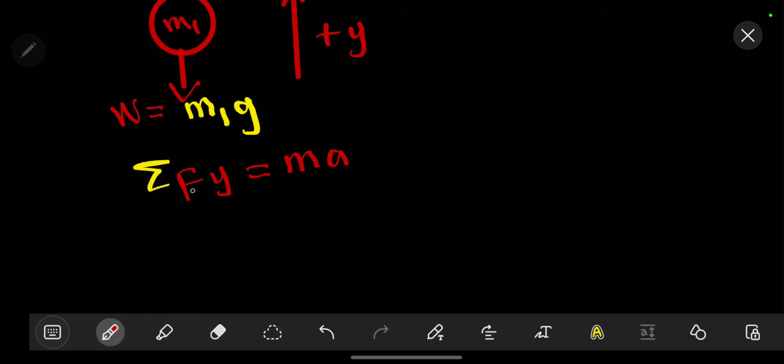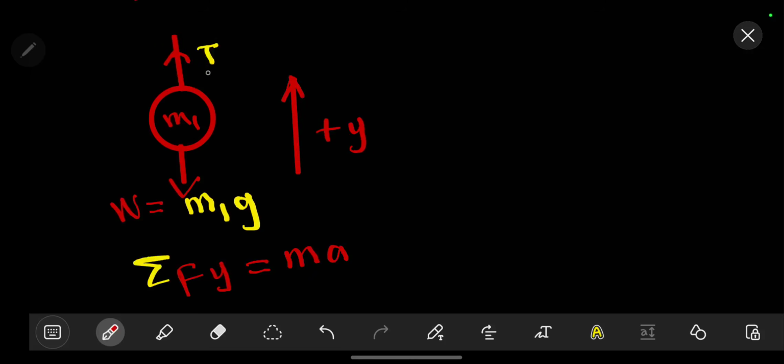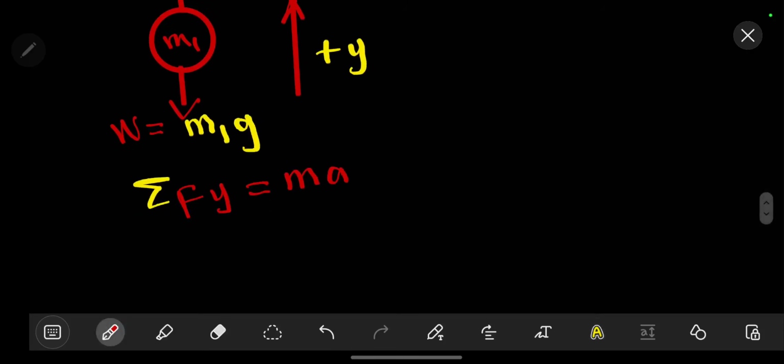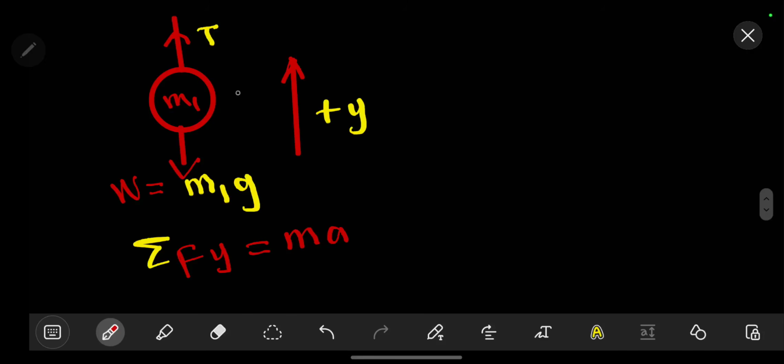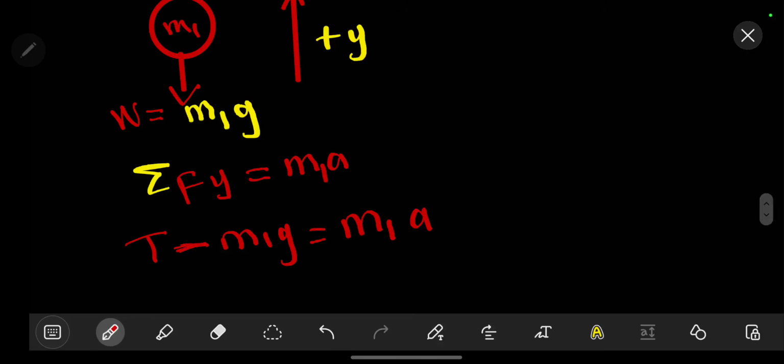Then since tension is going up, in support of our coordinate axis, we are going to begin with tension to make it positive. So since the tension is going up and the weight is going down, we are going to say our tension, which is positive, minus, since this one is going in the other direction, the weight, which is our M1G, should be equal to our M1A in this case, since we are looking at mass number 1. So this means we have come up with the equation for that.